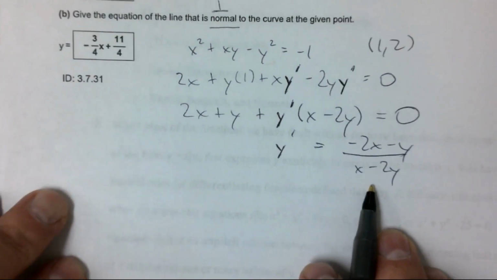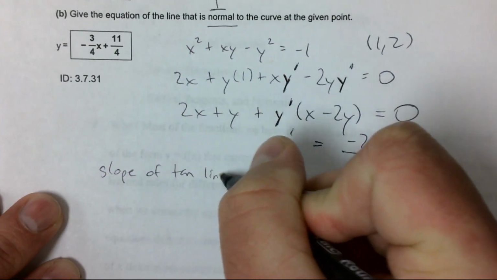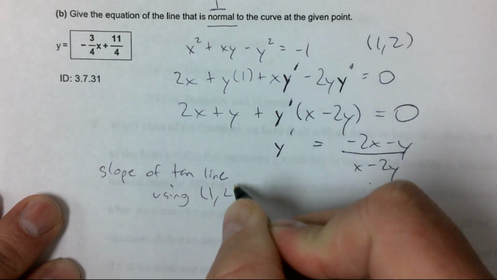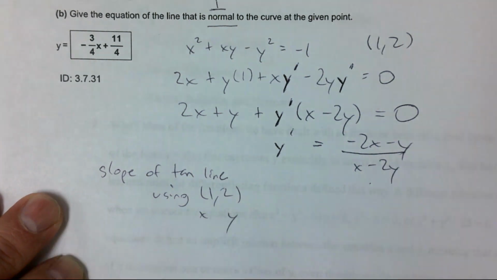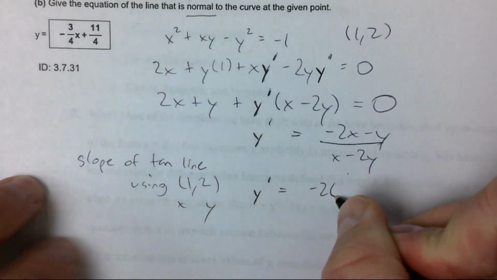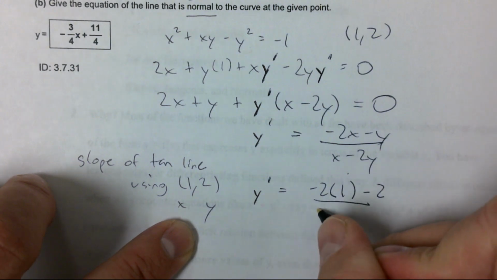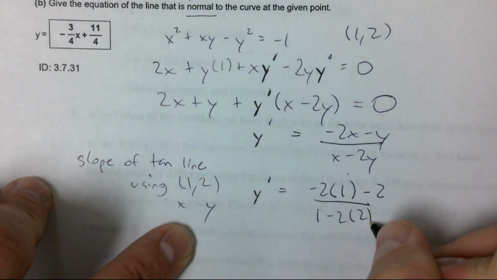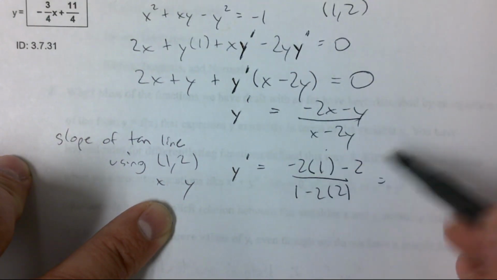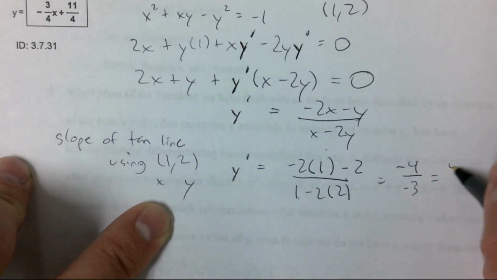Now we want to do the slope of the tangent line. And that's using 1, 2 for x, y. So y prime equals -2 times 1 minus 2 over 1 minus 2 times 2. So that gives us -2 minus 2 is -4, and 1 minus 4 is -3, so that's 4/3.